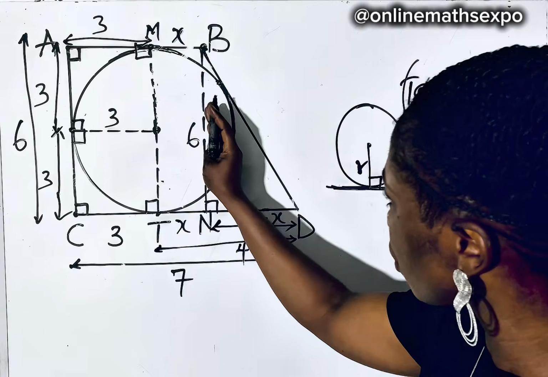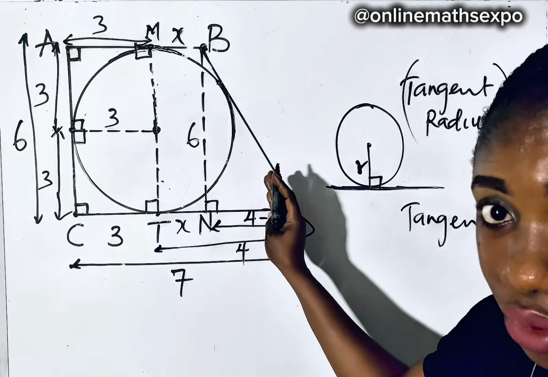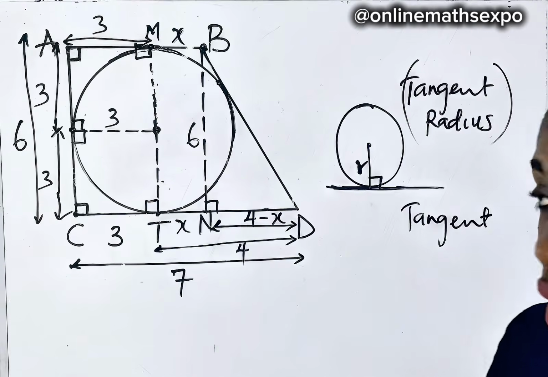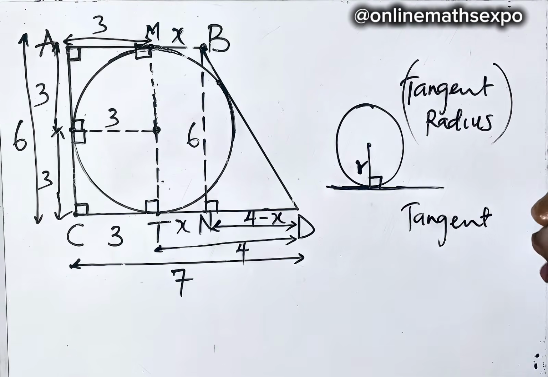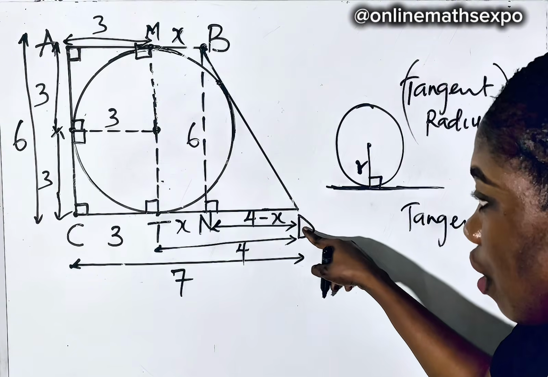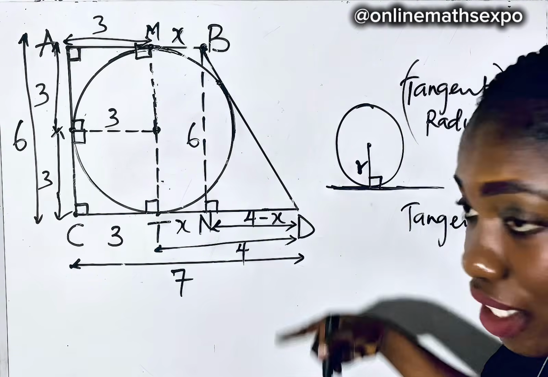We are targeting bringing out this part of the shape, which is the right triangle, to help us find this X so that we can now find the area of the trapezium. Now, what should we do? To bring out this part, we need to get length BD. How do we get this length BD?